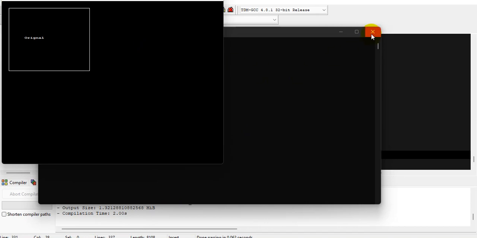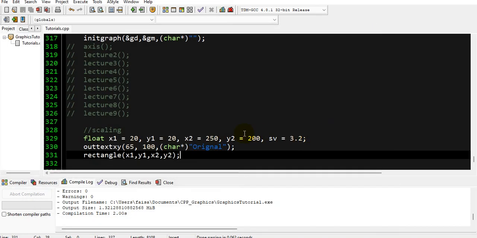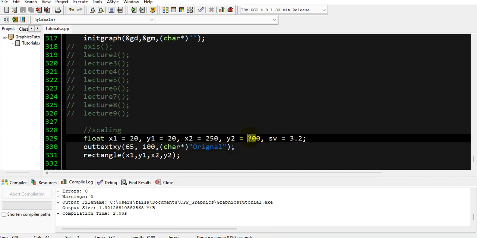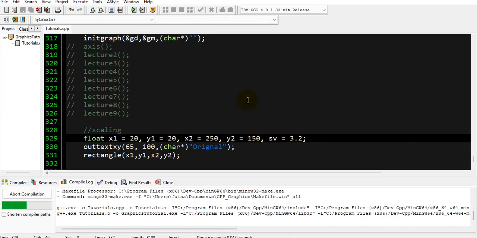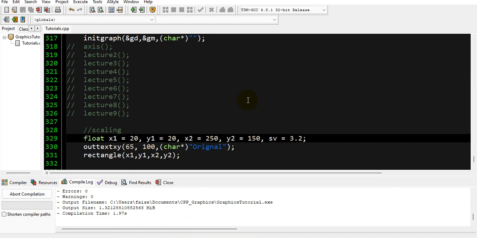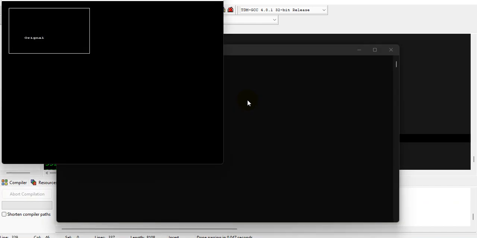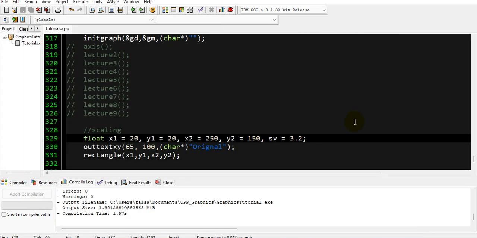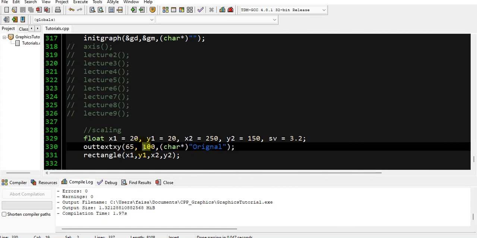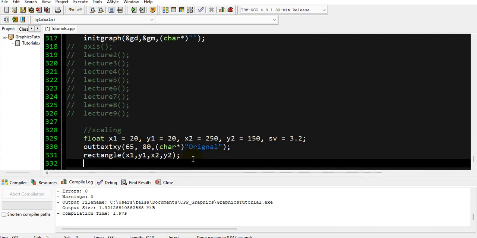It's looking like a square. We have to decrease the value of, I think, y2. Let's say it 150. Now it's looking like a rectangle, right? And this should be at 80. Now what we have to do, we want to scale.